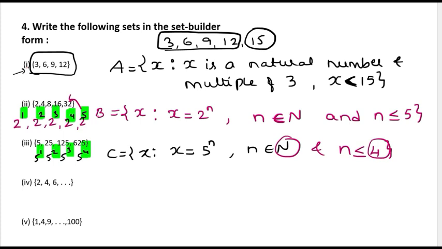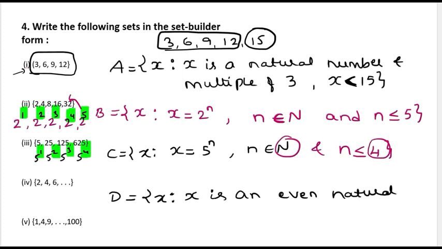Next, fourth one is 2, 4, 6, 8. So D is equal to collection of all x. What is x here? Even numbers. 2, 4, 6, 8, all are even numbers. So x is an even natural number. It is a positive number, even natural numbers. You have to write inside the flower bracket.